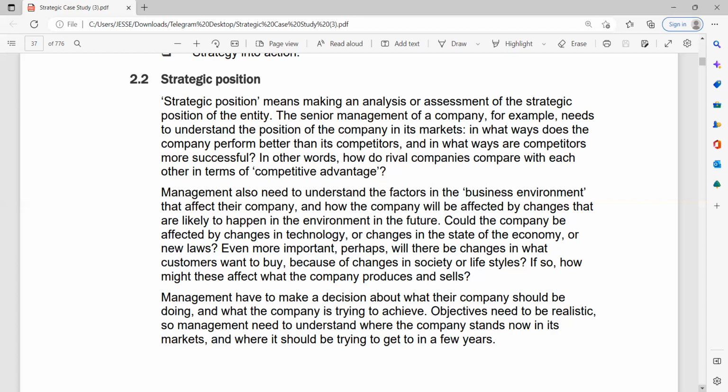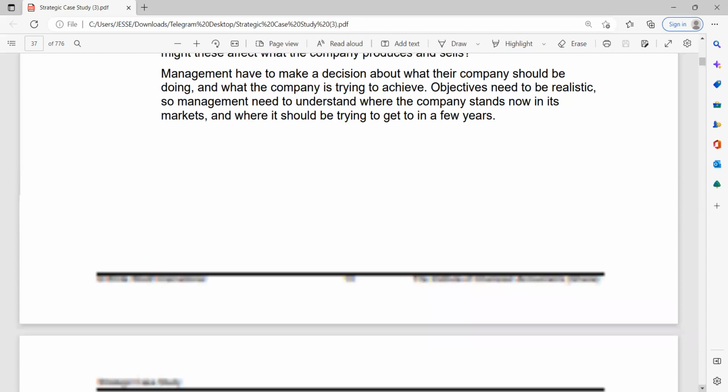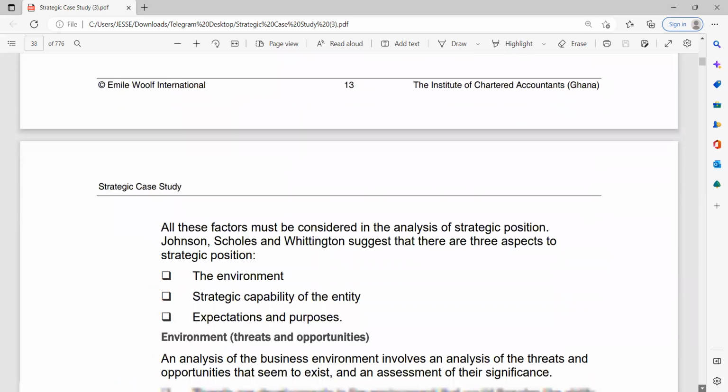So, for example, if you pick a company like Microsoft, you would want to understand its position in the market. Is it the market leader? What does it do better than its competitors? What kind of factors in their business environment affect this company, etc.? So you are looking at the position of the company in relation to its environment. Very, very important.